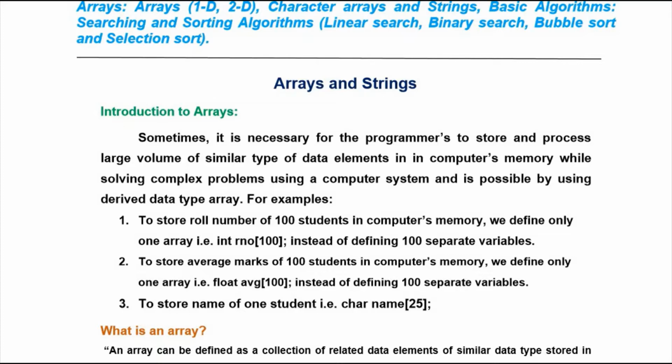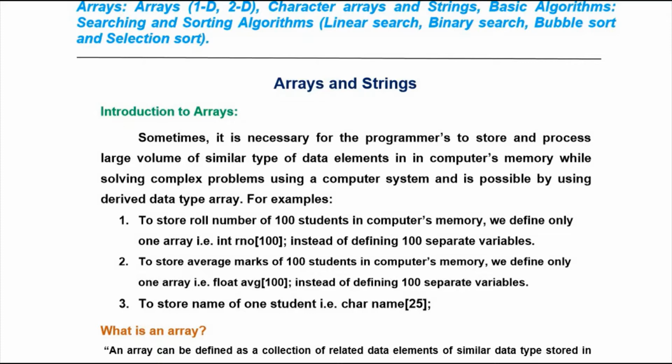Now let's see the second example. To store average mark of 100 students in computer memory, we define only one array, that is float average[100], instead of defining 100 separate variables. I'm not going to use different variables for storing 100 separate values. Instead, I can store all the 100 values under one name called average.